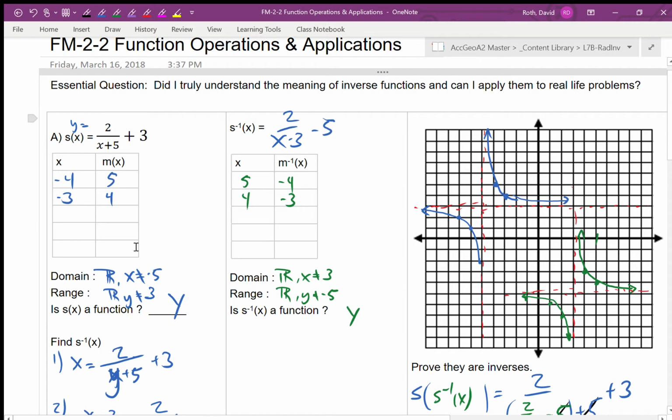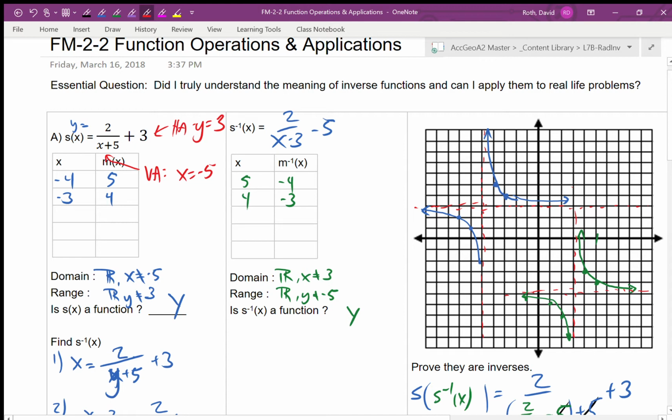The other thing to notice is that I have a horizontal asymptote. My vertical asymptote is x equals -5 on this, and my horizontal asymptote will be y equals 3, correct? Now, notice that once again these swap roles. I'll do it in pink: this is now an x equals 3 vertical asymptote, and this becomes a y equals -5 horizontal asymptote.